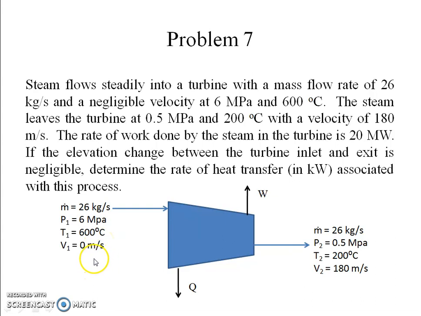Initially, we are assuming that the velocity of steam is negligible. The outlet conditions have been given as pressure is 0.5 megapascal and the temperature is 200 degrees centigrade, plus the velocity of the outlet stream is 180 meter per second. Okay. Further, they say that neglect the elevation change. So elevation change is neglected. That means the potential energy change is neglected. So the turbine inlet and exit elevation change is negligible, and we are required to find out what is the amount of Q which is lost in this process, given that W is equal to 20 megawatt.